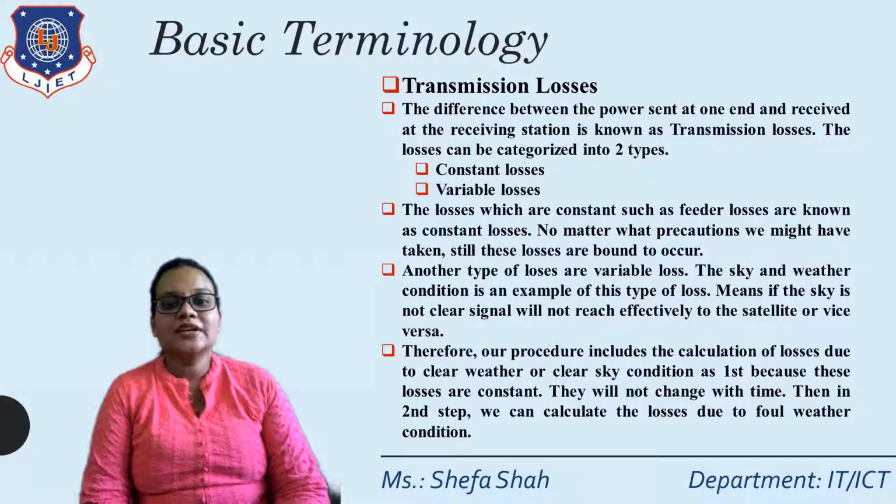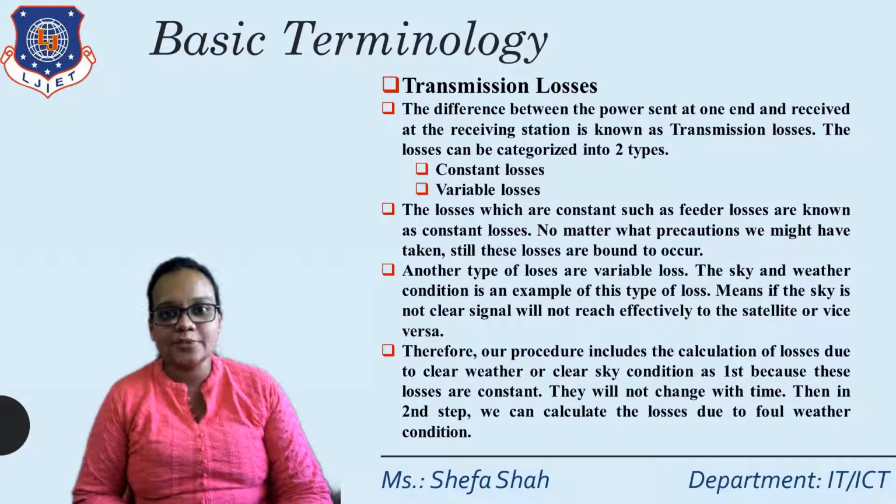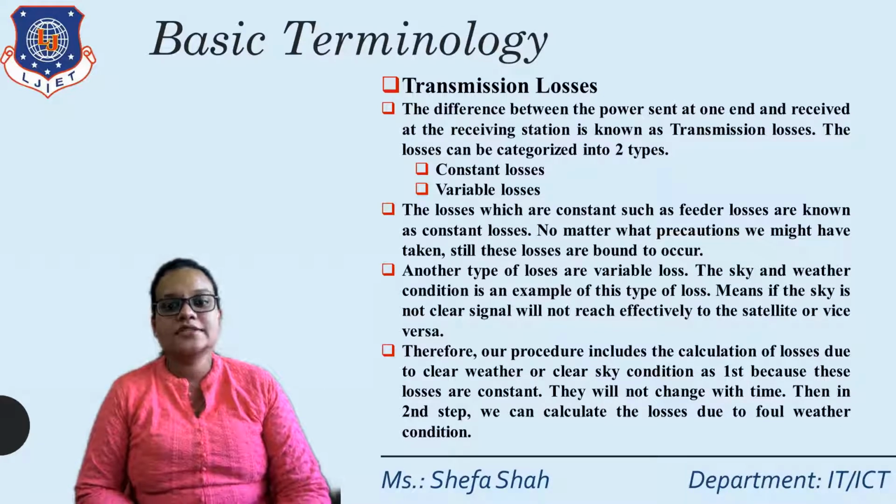So the difference between the transmission power and the received power is called loss. Here the loss is categorized into two types. First, the constant loss, and second, the variable loss. Now, the losses which are constant, such as feeder loss, are known as constant loss.